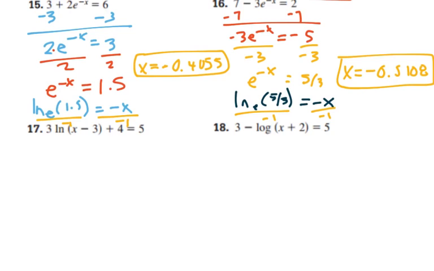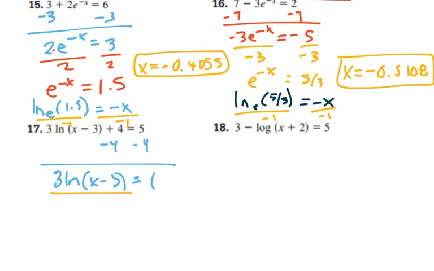And then our last few here. Now instead of having the number out front, we have it out back. So subtract 4. You're left with 3 natural log of x minus 3 equals negative 1. Oops, positive 1. Then we divide by 3, and we get natural log of x minus 3 equal to 1/3.